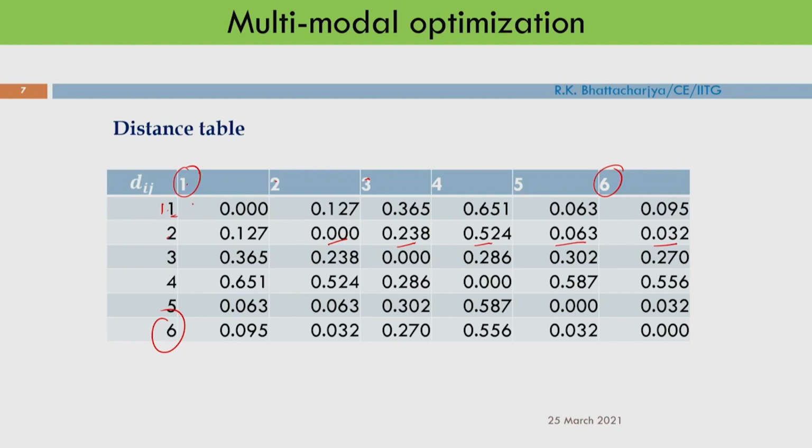So, the distance between 1 and 1 is 0, 1 and 2 is 0.127, 1 and 3 is 0.365, the distance between 1 and 4 is 0.651, the distance between 1 and 5 is 0.063 and the distance between 1 and 6 is 0.095. You can see the diagonal values are 0, because the distance between 2 and 2 is 0, between 3 and 3 is 0, 4 and 4 is 0, 5 and 5 is 0 and 6 and 6 are 0. So, I am getting these distances. I can calculate these distances easily, and I think this is not that difficult.